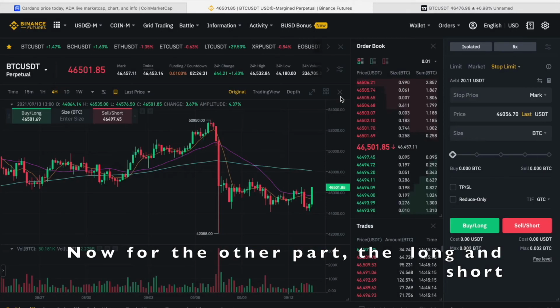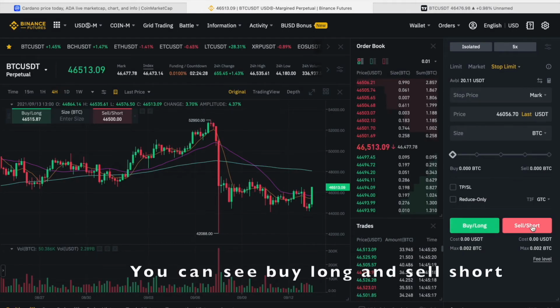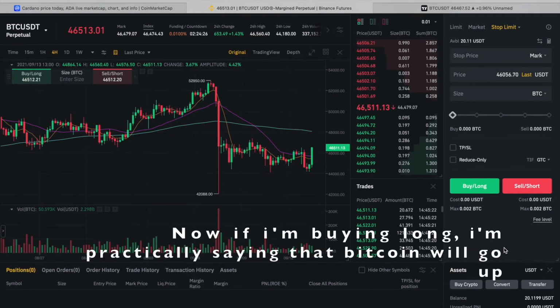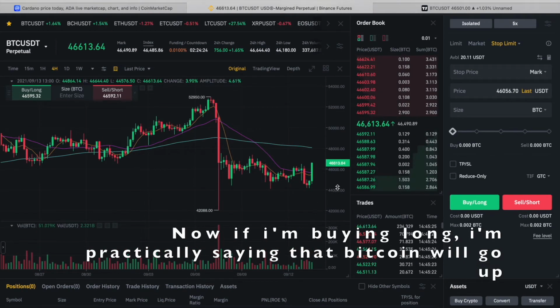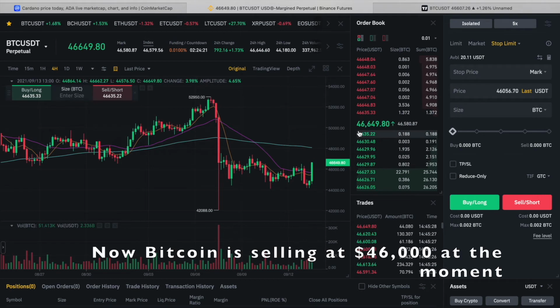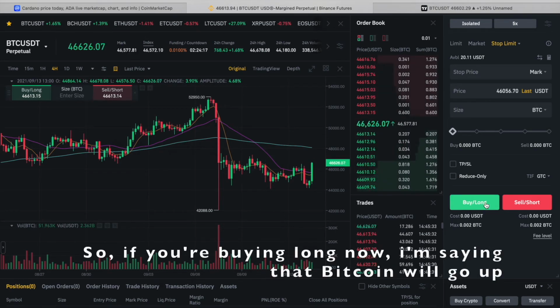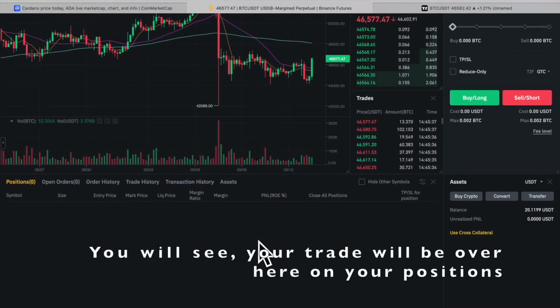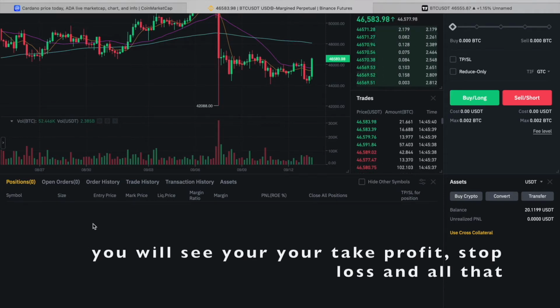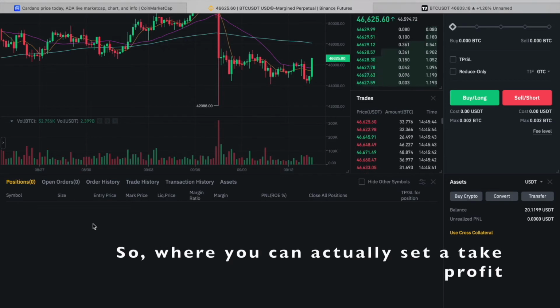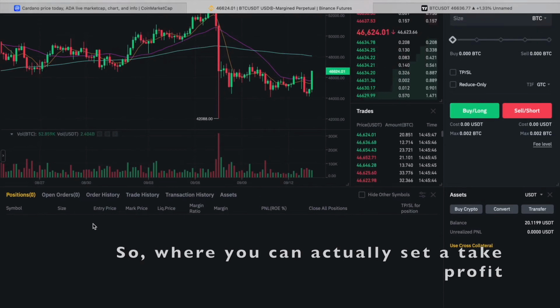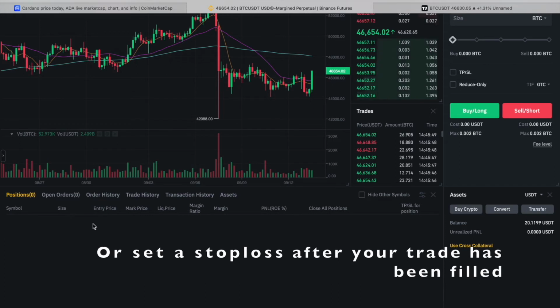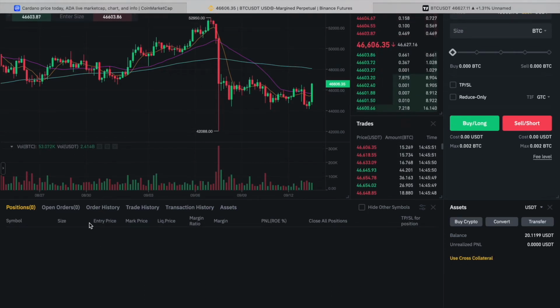Now for the other part, the long and short, you can see buy long and sell short. If I'm buying long, I'm practically saying that Bitcoin will go up. Bitcoin is selling at 46,000 at the moment. So if I buy long, I'm saying Bitcoin will go up. And as Bitcoin is going up, your trade will be over here in your positions. You will see your take profit, your stop loss, and all that. You can set a take profit or a stop loss after your trade has been filled.